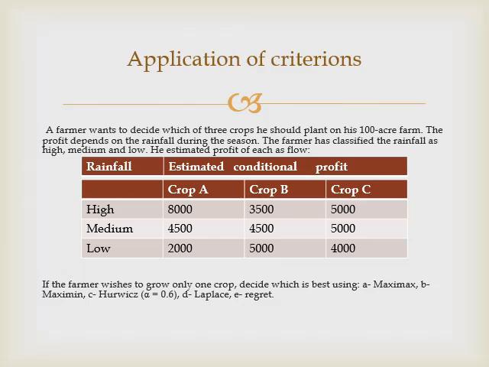When the rainfall is medium, then he estimated his profit of group A at 4,500 for A, again 4,500 for B, and 5,100 for C. The last expectations are when the rainfall is low: 2,000 for group A, 5,000 for B, and 4,000 for C.